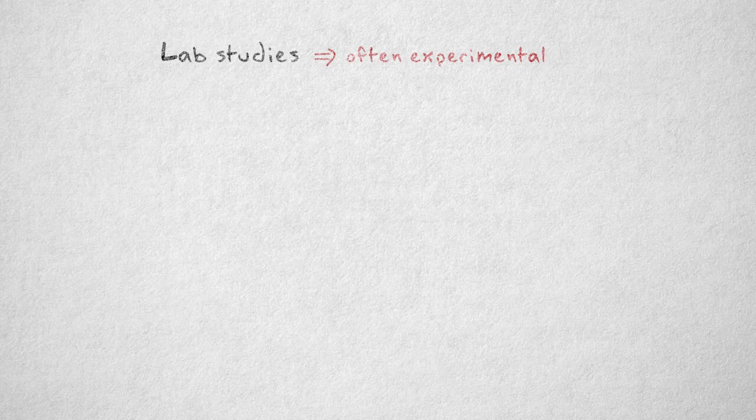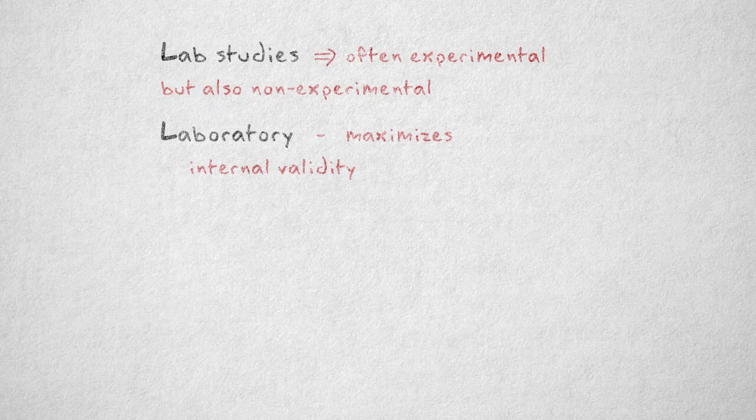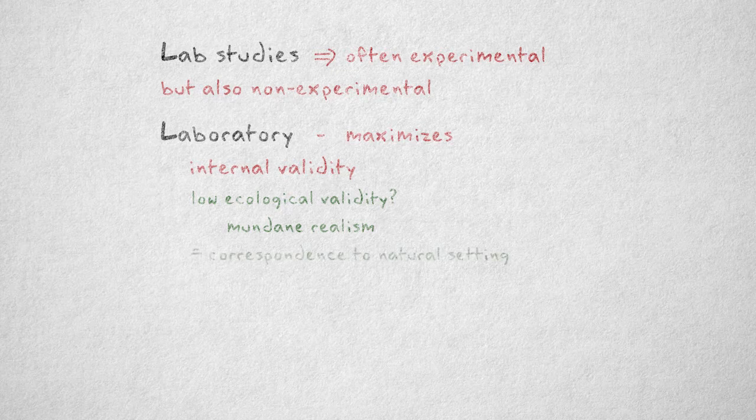The lab is very useful for experimental studies, but that doesn't mean that lab studies are by definition always experimental. They can also focus on non-causal hypotheses without any manipulation, just using the lab to control extraneous variables. Okay, so lab research generally has high internal validity, but some argue that it has low ecological validity. Ecological validity, or mundane realism, refers to how closely the lab setting approximates how people would naturally experience a phenomenon.